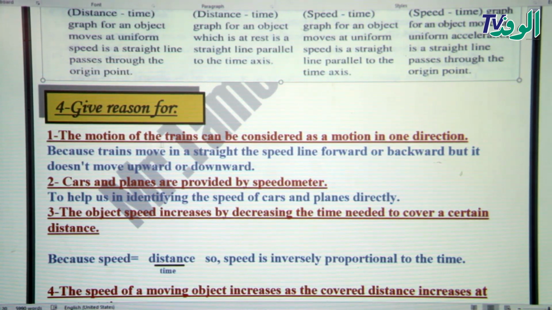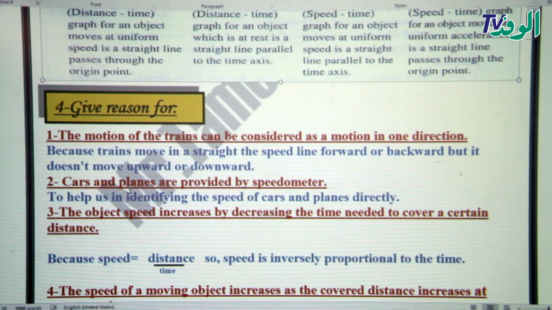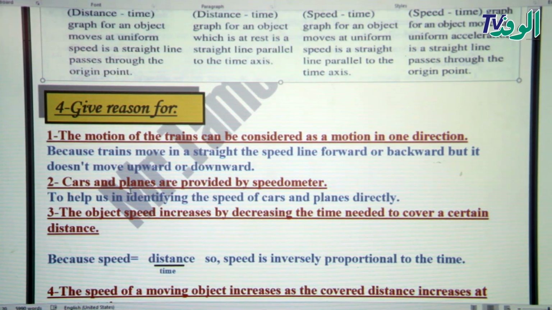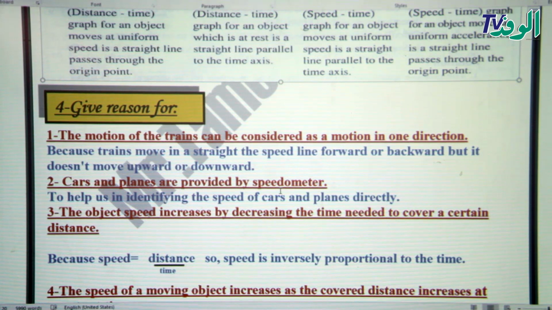Of course I can replace the word train: motion of a car, or motion of a person, can be described or considered as motion in one direction. Why? Because the train moves in a straight line forward or backward, but it doesn't move upward or downward. Yes, because the object moves in a straight line in one direction, not upward or downward.